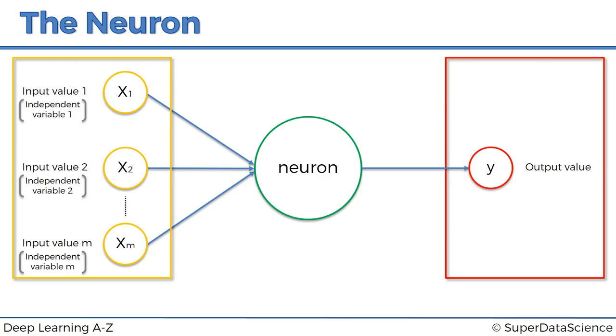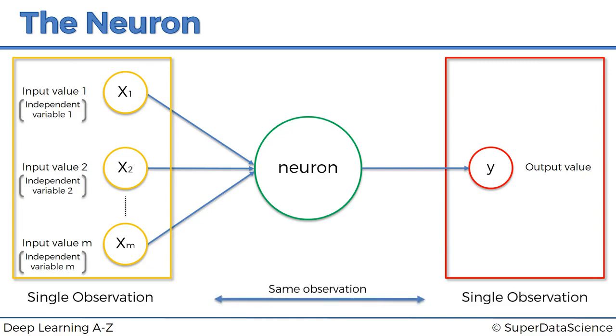I just wanted to reiterate this point. On the left, you've got a single observation, so one row from your data set, and on the right you have a single observation as well. And that is the same observation. So it's important to remember that whatever inputs you're putting in, that's for one row, and the output you get is for that same exact row. Or if you're training your neural network, then you're putting the inputs in for that one row, and you're putting the output in for that one row.